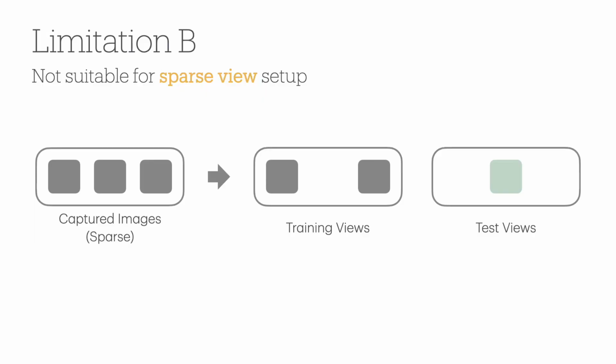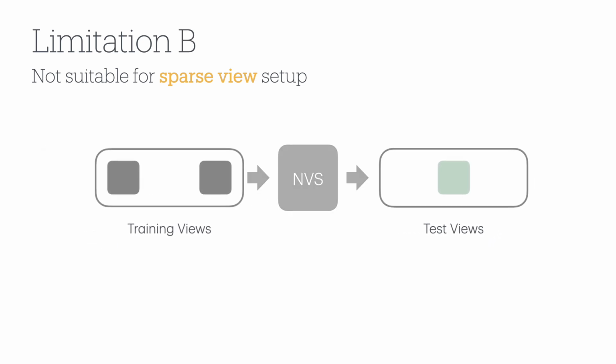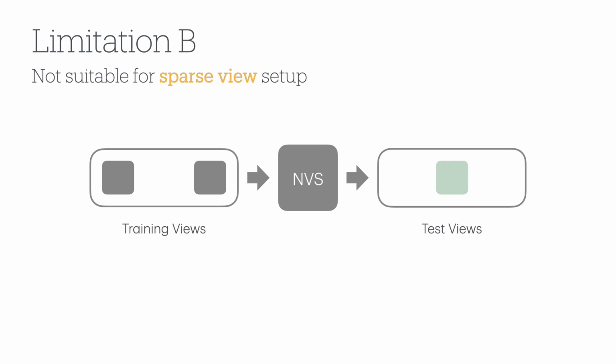The second limitation is about evaluating sparse view novel view synthesis system. Let's take a look at an extreme example. Say if we have 3 captured images in total, and if we follow the current evaluation pipeline, we need to take at least 1 image as test view and 2 images for training view. If we train a sparse view novel view synthesis system in this setup, we might end up with 2 issues.